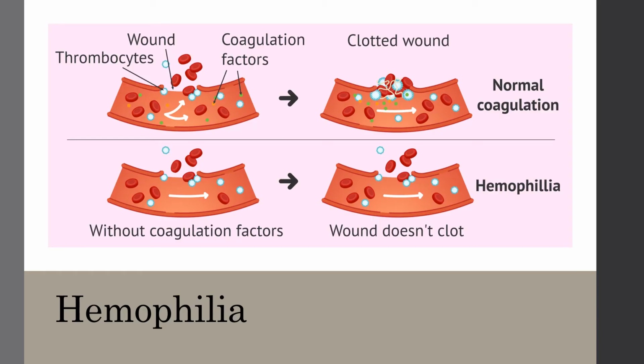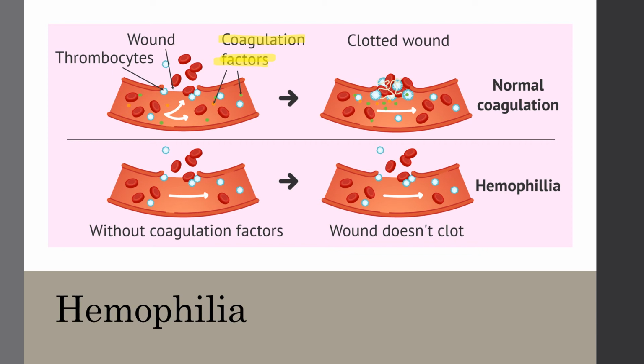So now we'll talk about hemophilia. This is when we're missing coagulation factors in our bloodstream, so we don't get blood clots normally. The level of clotting factors determines the extent and the severity of hemophilia.